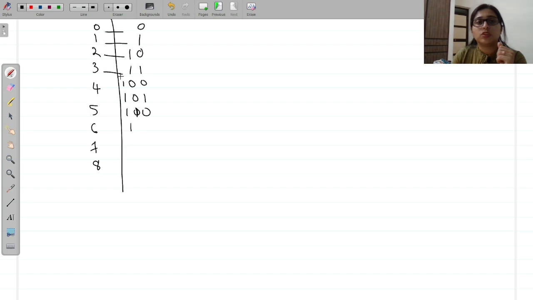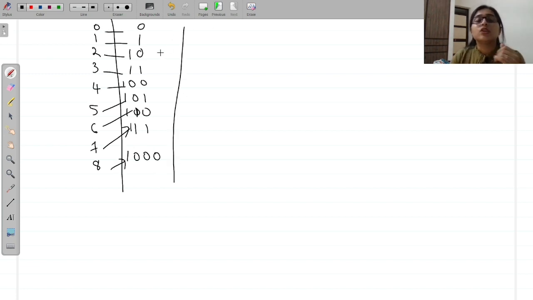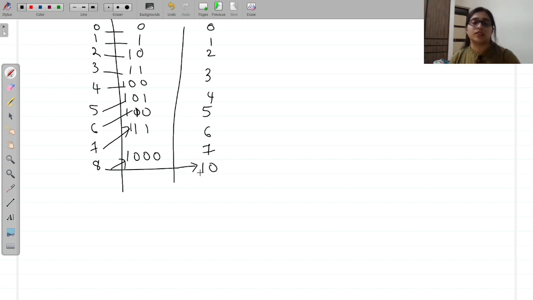0, 1, 2, 3, 4, 5, 6. This is 1, 1, 1 for 7. And again 1, 0, 0, 0 for 8. So this is in binary. Now in octal, what will you write? It is 0, it is 1, it is 2, 3, 4, 5, 6, 7. And for this 8, now it becomes 1, 0.